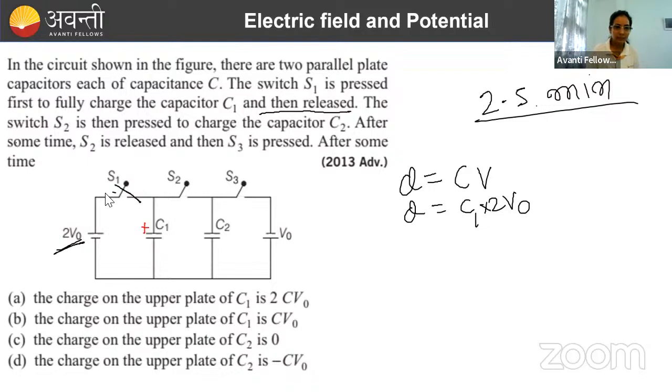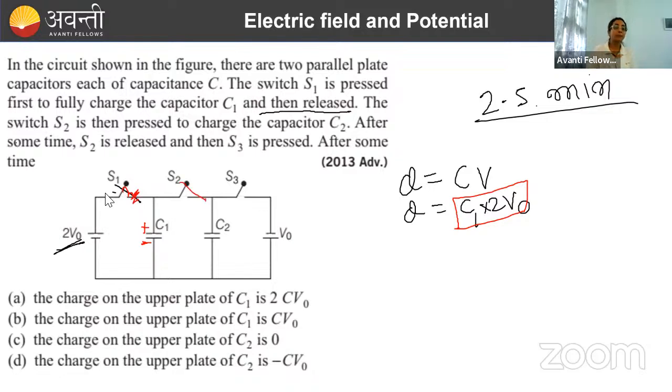So this plate is connected to the positive terminal, so positive charge. This plate is connected to the negative terminal, so negative charge. Now these things we are getting done. Okay, so it had charge C1 2V0. Now what is happening? We are disconnecting C1 from the battery. So this is getting disconnected and S2 is getting closed.